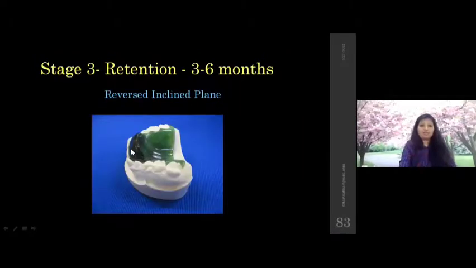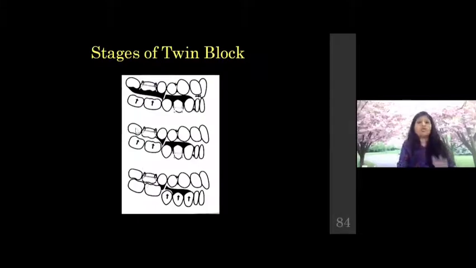We give a reversed inclined plane. As you can check out, this is the reverse inclined plane. Mandible comes and sits here. Lower incisors are locked. They can't move back. This is how the retention appliance is fabricated. So I told you how to trim.